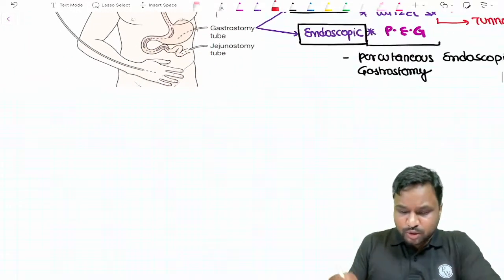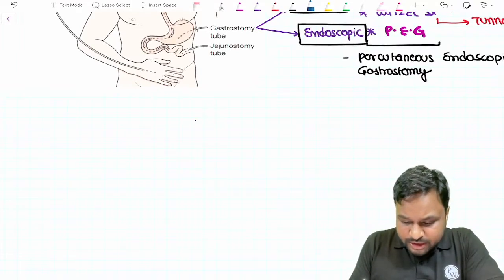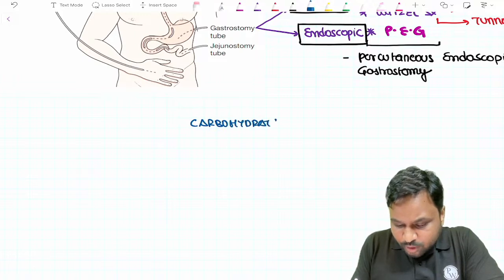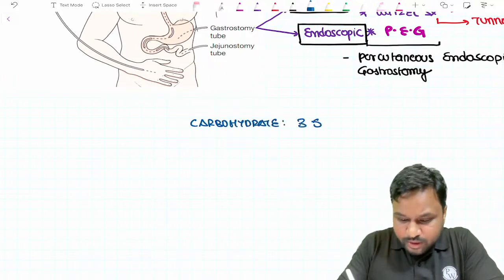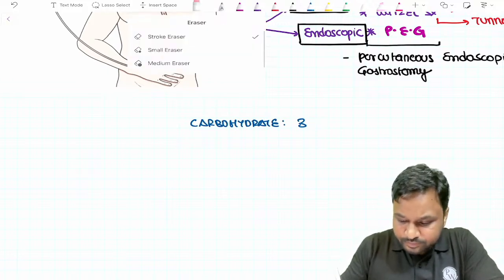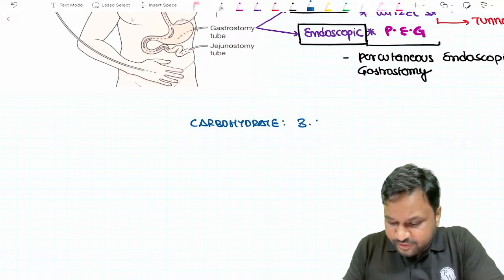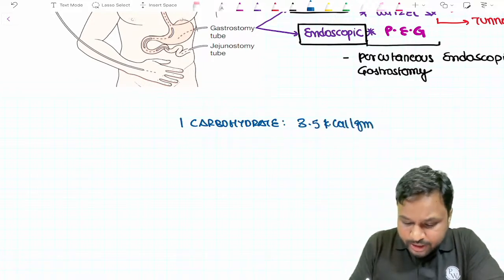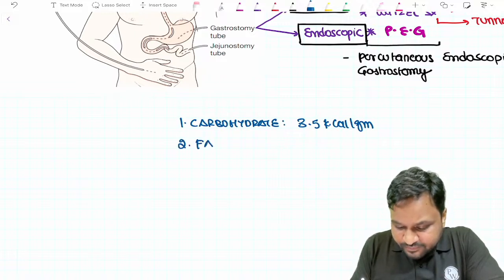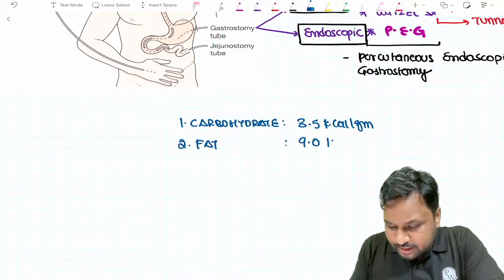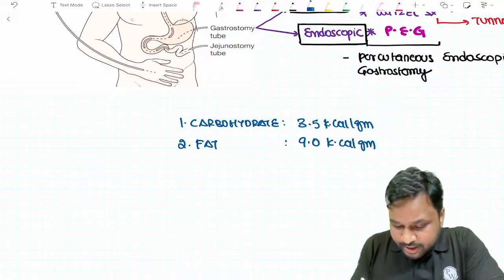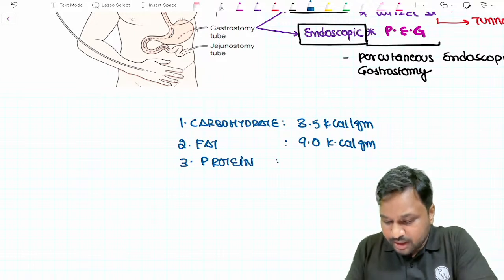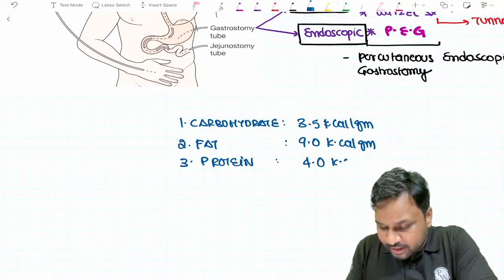Max to max, they'll ask you in terms of nutrition, how much energy does a carbohydrate release? Carbohydrate releases 3.5 kilocalories per gram. Next is fat, which is 9 kilocalories per gram. And the last one is protein, which is 4 kilocalories per gram.